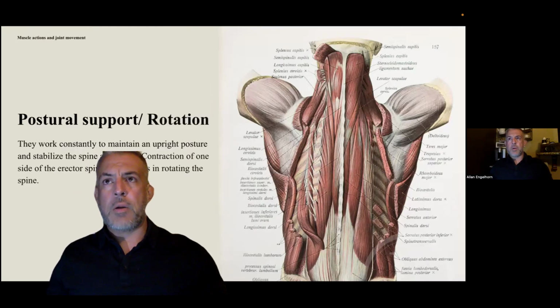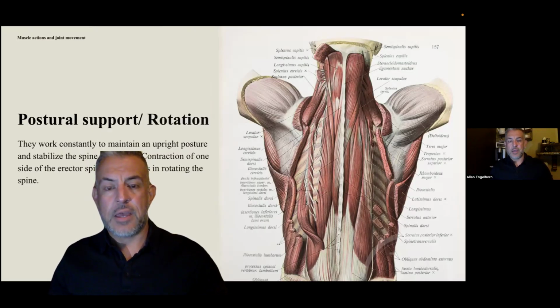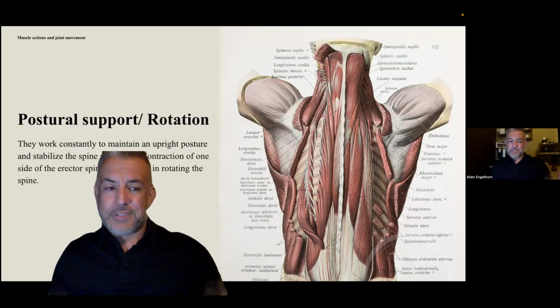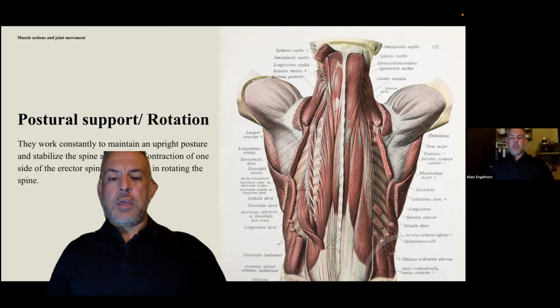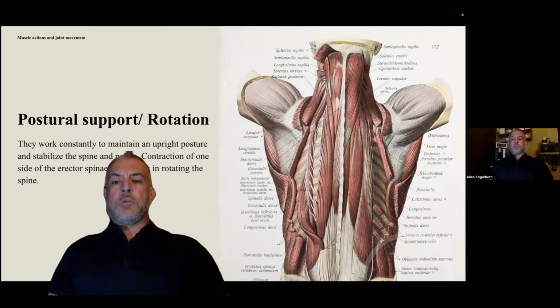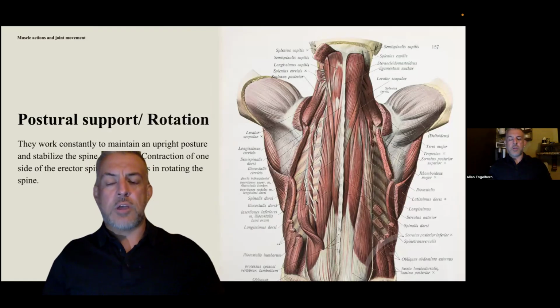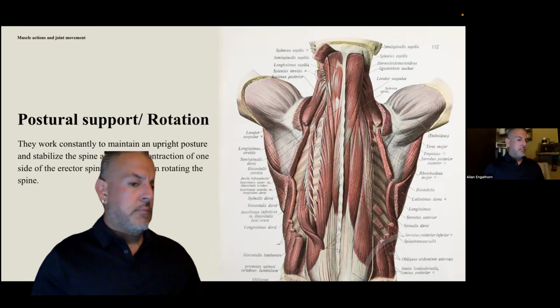So how can we say that? For lack of a better term, it's the support system. It keeps you up nice and tall, chest up, shoulders back, like I said. It keeps your posture, and once again, it also helps you twist and rotate.